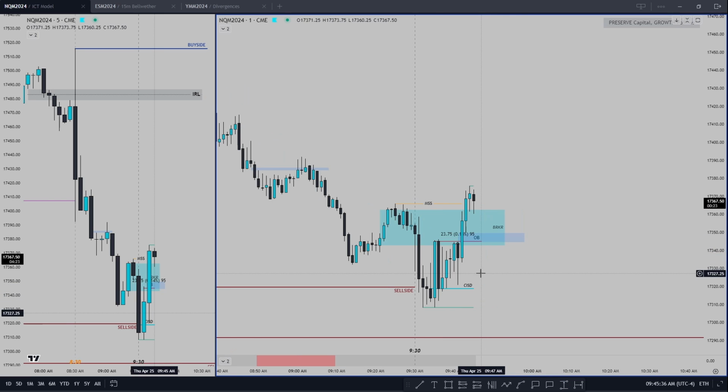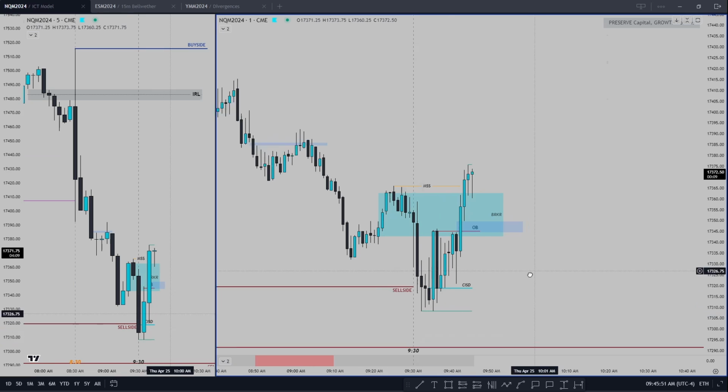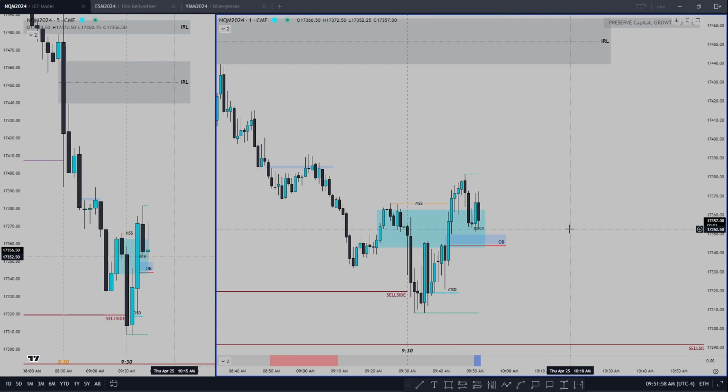So about 23 points. 1, 2, 3 creates the fair value gap, and then you're looking for the closest order block it's going to refer to, which is going to be this down closing candle. So you can put the stop below that entire thing. If you wanted to, you could put it all the way to the reversal. Looking good. It still looks like it wants to come down and fill this 1-minute gap. It's getting close to it.